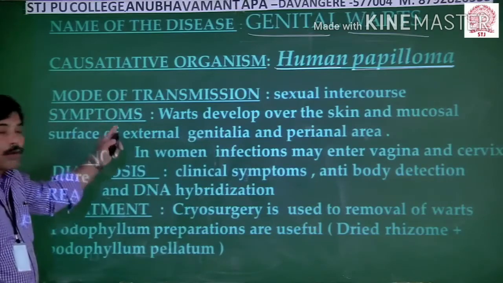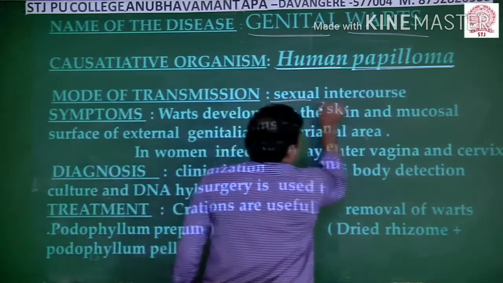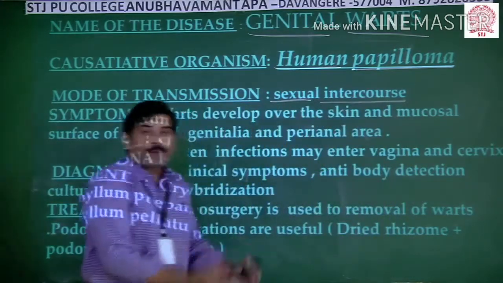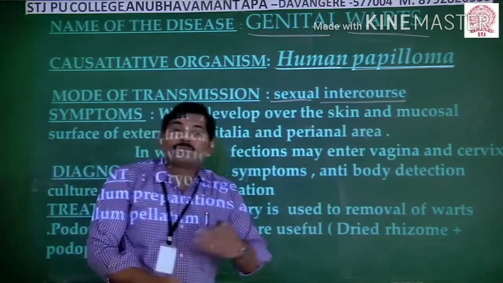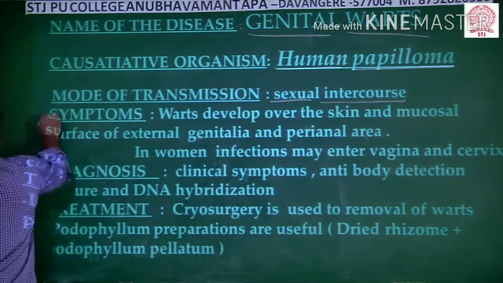Then, what is the mode of transmission? How does it get transmitted? You know, through sexual intercourse. Unprotected sex naturally leads to transmission of this virus. Whereas the second one here is the symptoms.